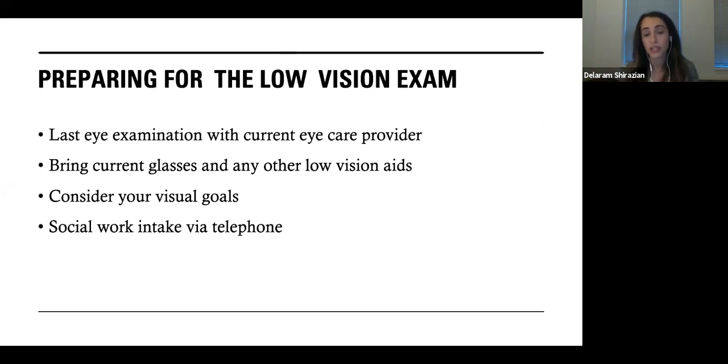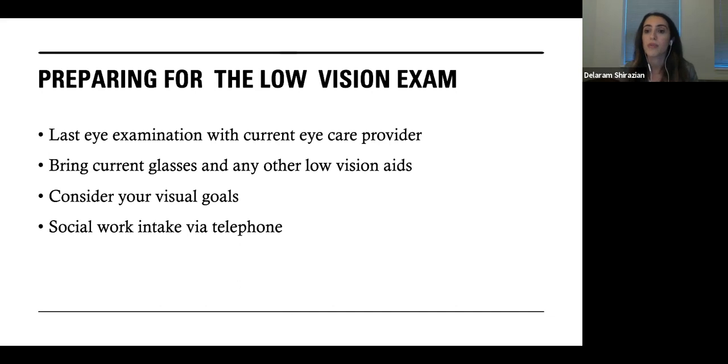We also want you to bring in your current glasses and any low vision aids that you may have. Even if you think your glasses don't work for you, even if it's like a little magnifier you bought at the grocery store or on Amazon, it doesn't matter. We want you to bring that in because we want to see what you're currently using and what's working for you or what's not working for you.